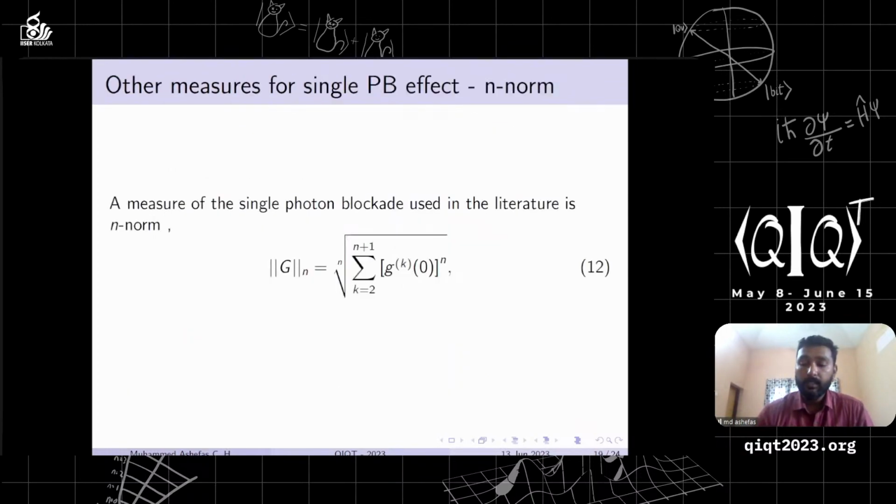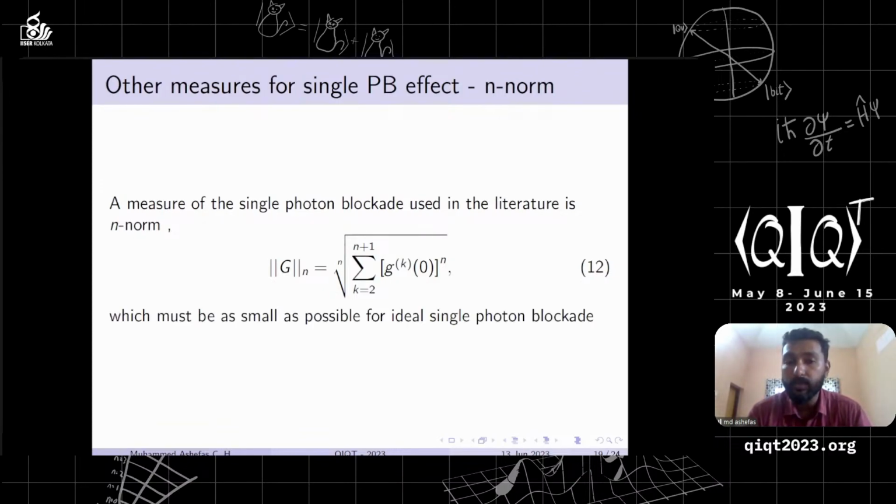Now, the verification of photon blockade with different G2 values or different correlation functions is a tedious task. So various measures have been introduced by different scientists. One way to calculate the photon blockade effect is given by n norm. So this is a definition for n norm, but the problem is that quantitatively it is not very useful because its limit is not clearly written. It only says that this n norm must be very small to get the photon blockade effect.